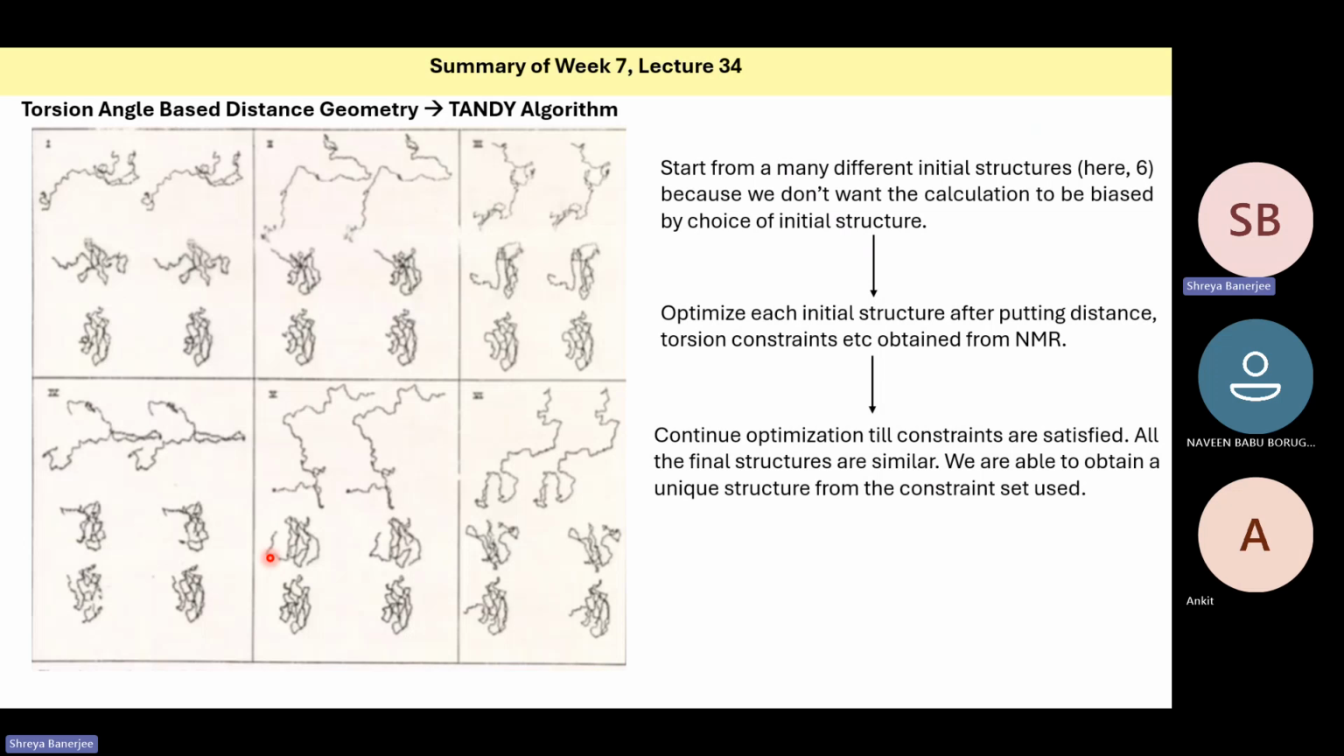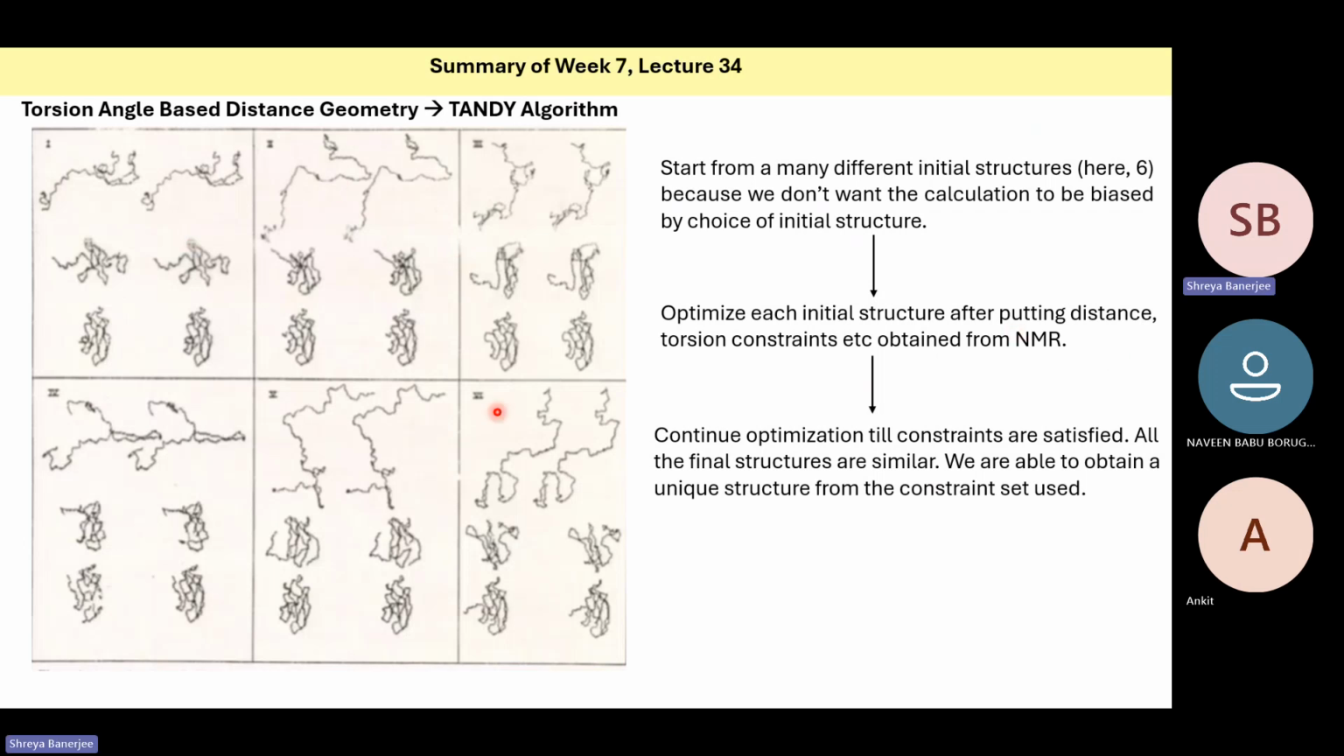So like we have seen in the optimization of DNA as well, there was this Tandy algorithm, that is the torsion angle based distance geometry algorithm. So we start from many different initial structures. You can see here, this is 1, 2, 3, 4, 5, and 6. 6 different initial structures are there, and we choose different initial structures because we don't want the calculation to be biased by the choice of the initial structure. So each initial structure is optimized after putting the distance constraints, torsion constraints, etc. that we have obtained from NMR.